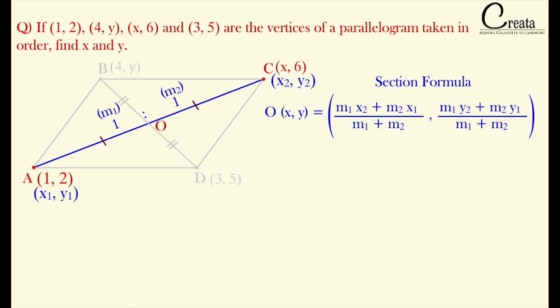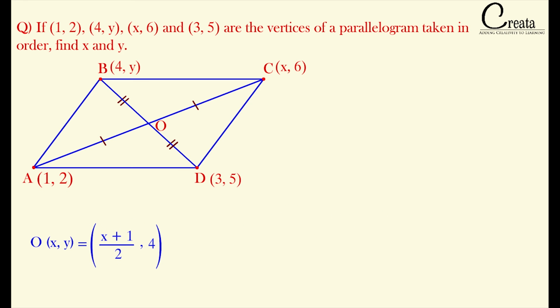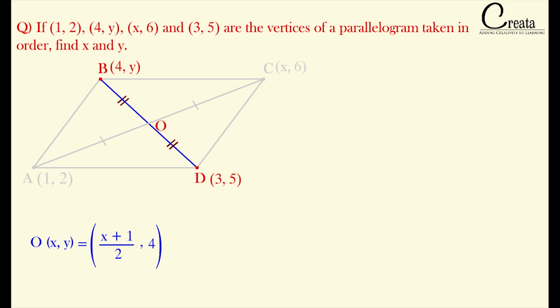So let's apply the section formula. On applying the section formula, we got our x coordinate as (x plus 1) upon 2 and we got our y coordinate as 4. Simply we have put the value and we have solved it. Okay, got it. Now let's move further to the next diagonal, that is the diagonal BD. Same fundamental we will apply. Here the point O is the midpoint of BD, that is M1 is to M2 will be equal to 1 is to 1. That is, M1 is equal to 1 and M2 is also equal to 1.